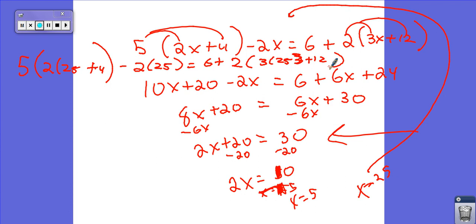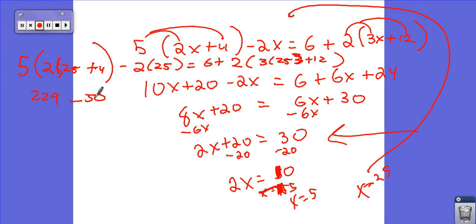All right, so all that mess: 2 times 25 is 50, plus 4 is 54, times, okay, you might start to see I really messed something up because I got some huge numbers going on here. Okay, 5 times 50 is 225 plus 4 is 229 minus 50.